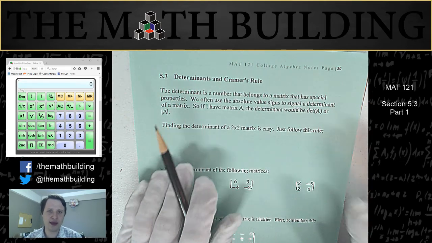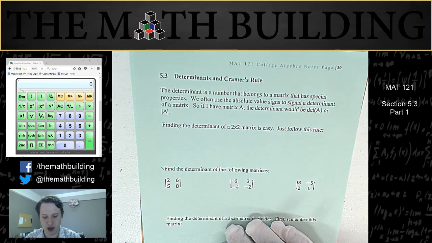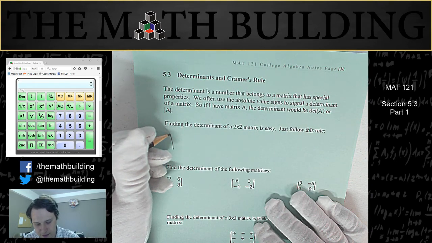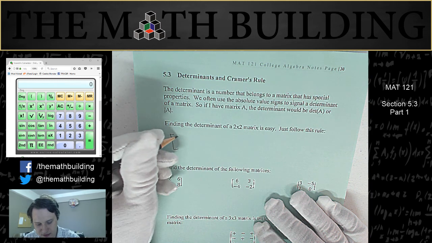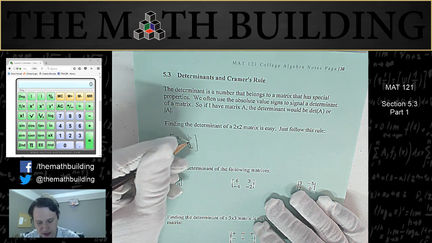Determinants really only exist for square matrices. As a reminder, a square matrix is one where it has 5 rows and 5 columns, or 2 rows and 2 columns. The number of rows equals the number of columns. So if you have a square matrix like A, B, C, D, just say these are 4 numbers, A, B, C, and D.